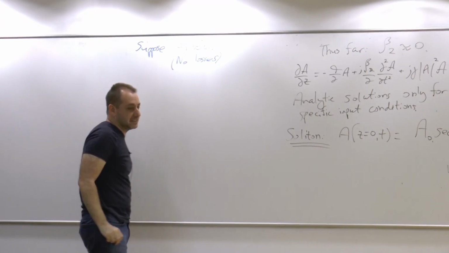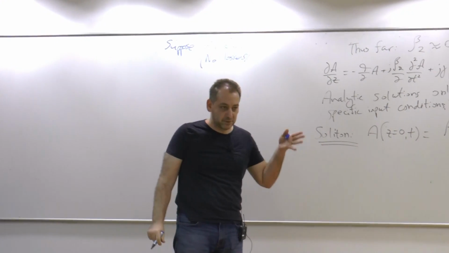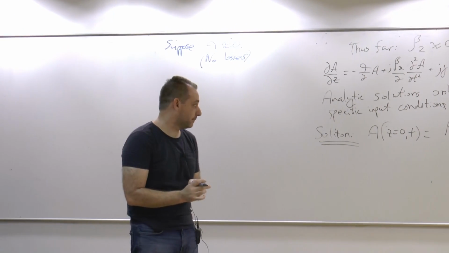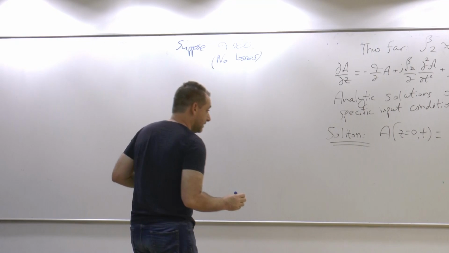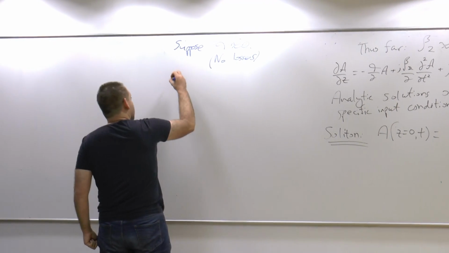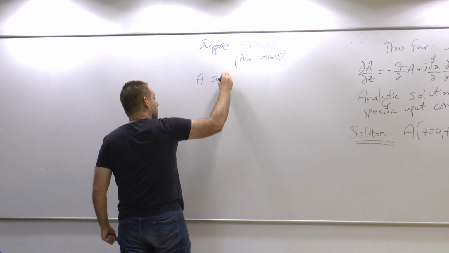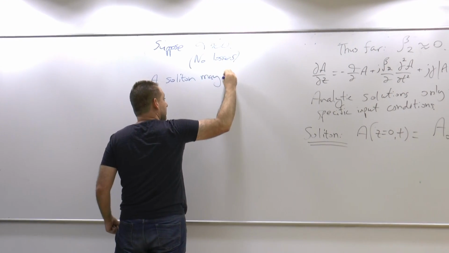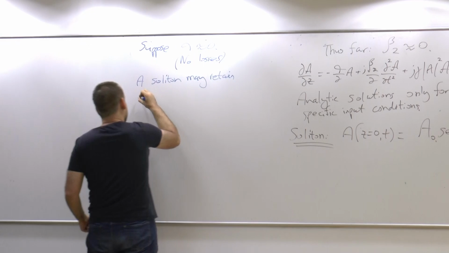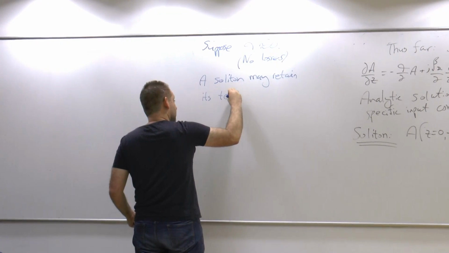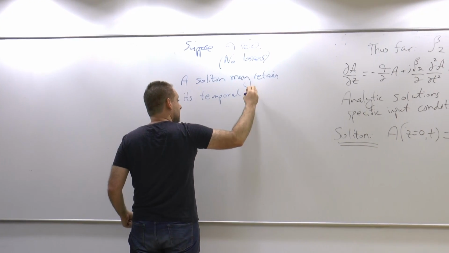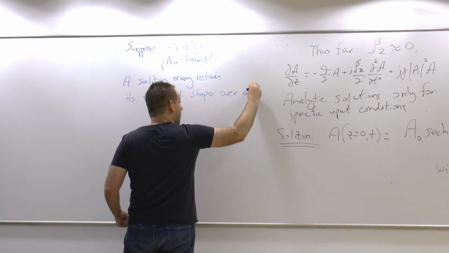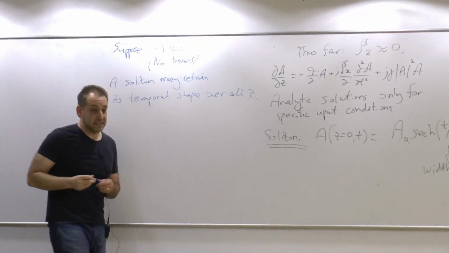Can we truly have a system without losses? Of course not. But for the sake of discussion, let's assume this situation for at least for a while. If this is the case, then a soliton such as this may retain its temporal shape over all position z.